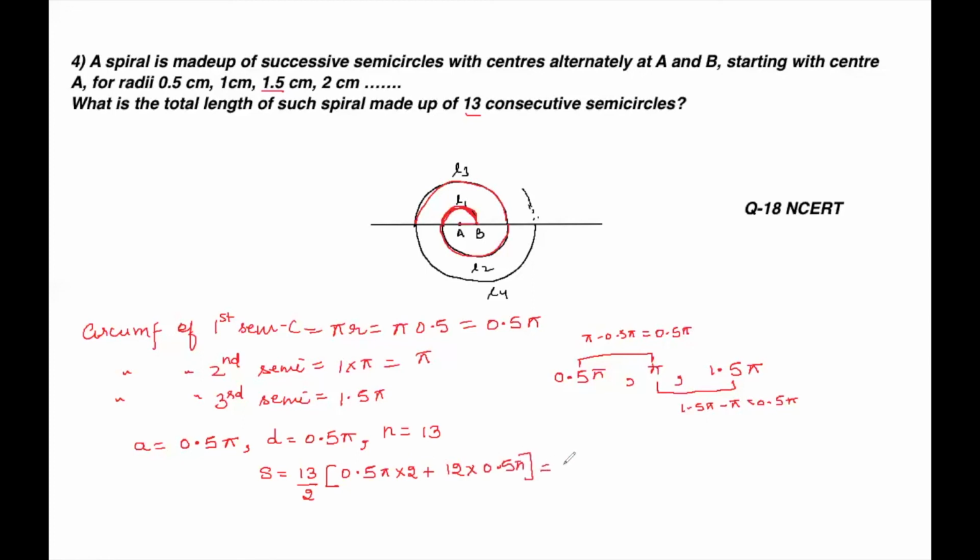So in the next step, what I am doing is taking pi common. Okay, so it would be 13 by 2 pi, and inside it would be 1 plus 12 into 0.5, which would be 6. Okay, so now I'll substitute the value of pi, that is equal to 22 by 7, and this is 7. Okay, I'll cancel these terms. So this is equal to 143 centimeter. Fine. So the total length of such a spiral made up of 13 consecutive semicircles would be equal to 143 centimeter. So I hope all the questions are clear to you.